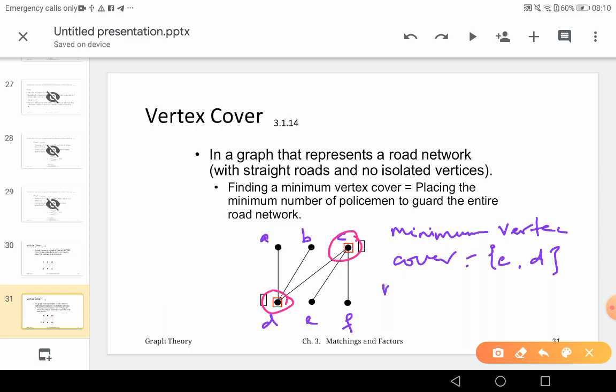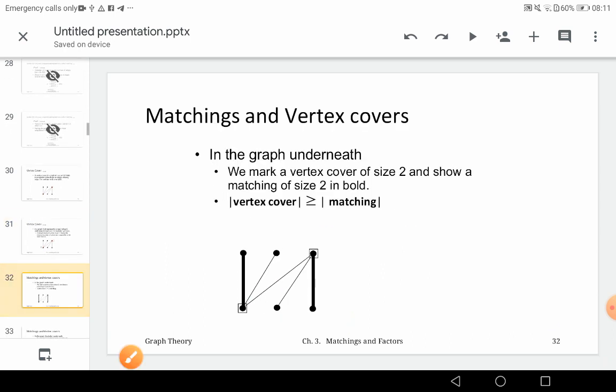What is the number of the minimum vertex cover? The number of the minimum vertex cover is equal to 2. So you have to find the vertex cover. The minimum vertex cover means that you have to find the minimum set of vertices that will cover all the edges. Okay? Alright.